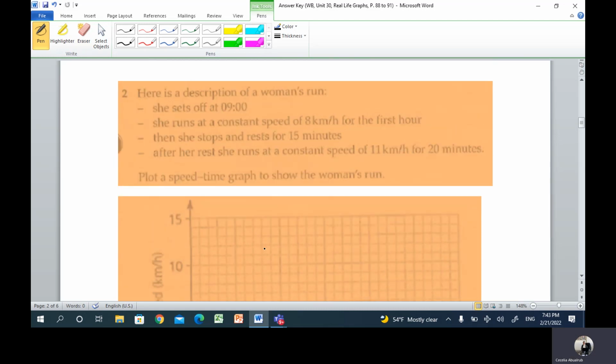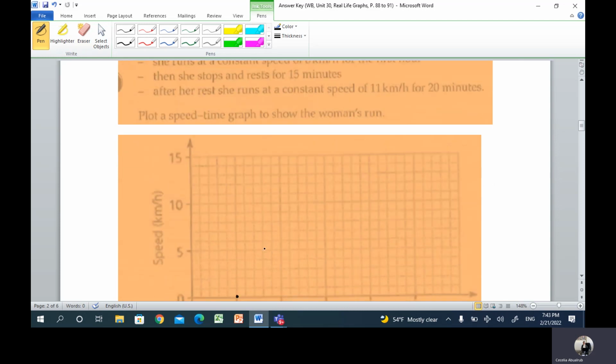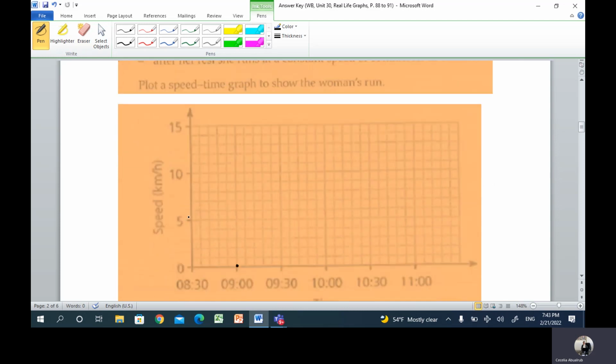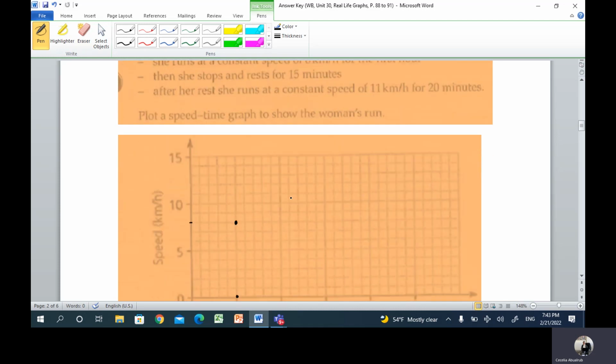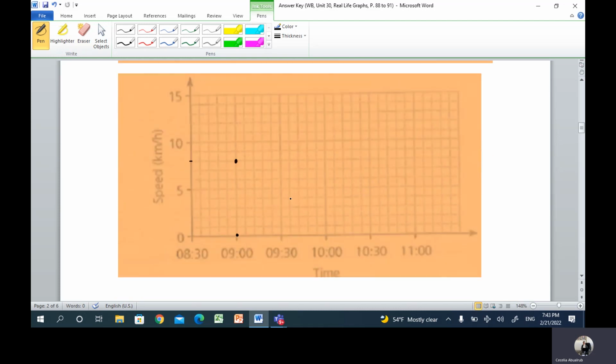She runs at a constant speed of 8 kilometers per hour. So if this is 5, 6, 7, 8, so we will start here. She runs at a constant 8 kilometers per hour for the first hour. So from 9 a.m. to 10 is 1 hour. So here we go.